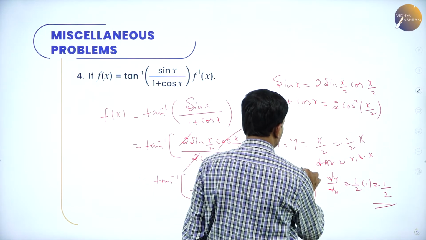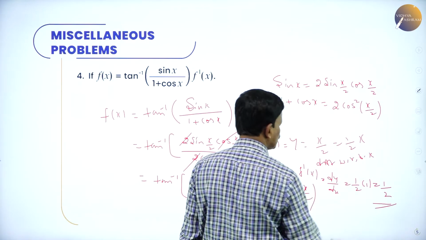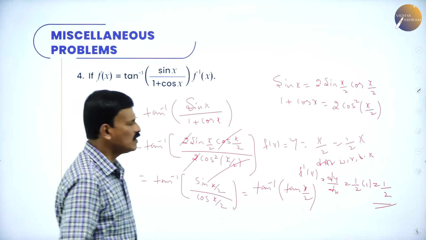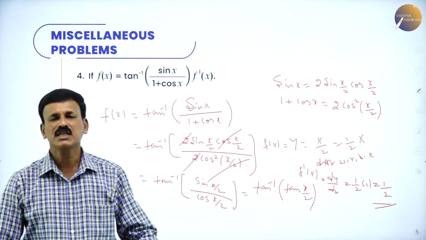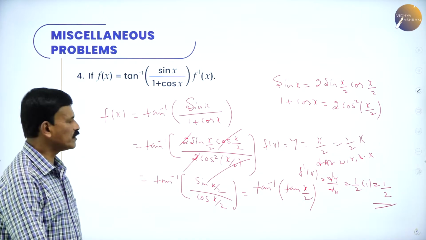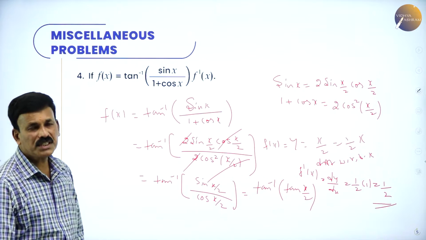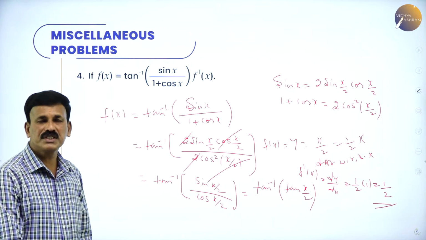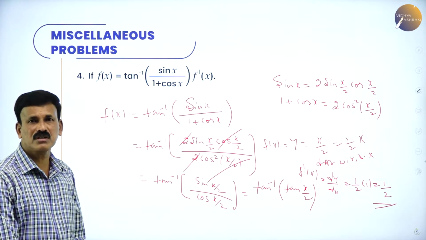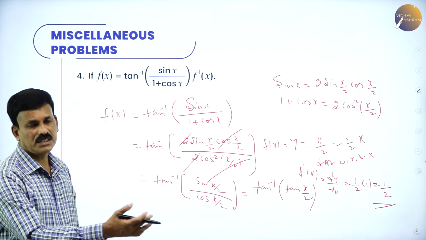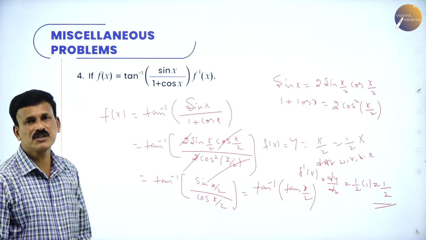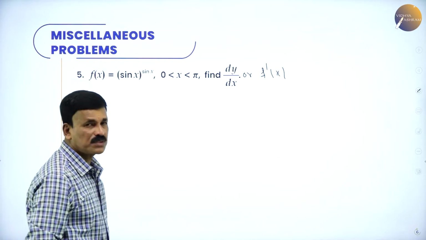So therefore the derivative of f of x, f dash x, is also equal to dy by dx, that is equal to 1 by 2 because the differentiation of x is 1. So f dash x is equal to 1 by 2. Suppose if we differentiate again, if they ask to find the second derivative d square y by dx square or f double dash x, then the differentiation of 1 by 2, a constant, is 0. That's it.